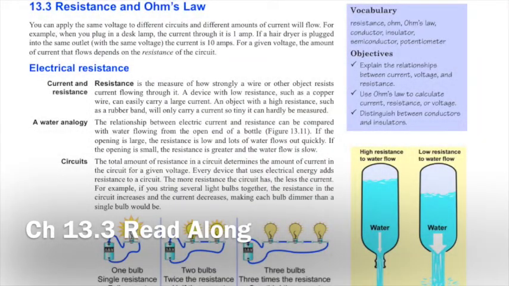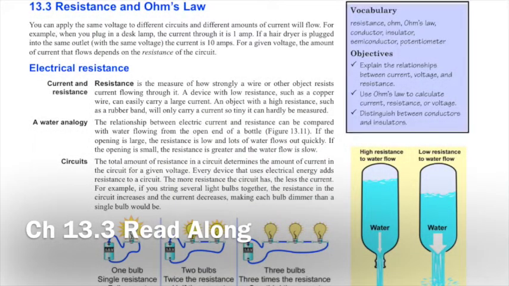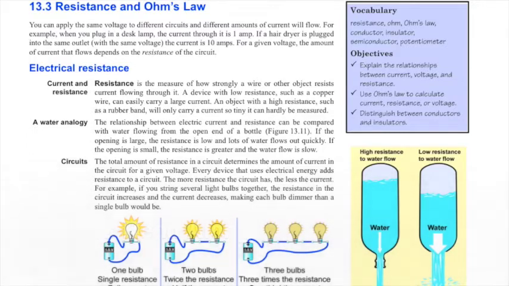Chapter 13.3 Resistance and Ohm's Law. The vocabulary for this section is resistance, ohm, Ohm's law, conductor, insulator, semiconductor, and potentiometer. The objectives are to explain the relationships between current, voltage, and resistance, to use Ohm's law to calculate current, resistance, or voltage, and to distinguish between conductors and insulators.